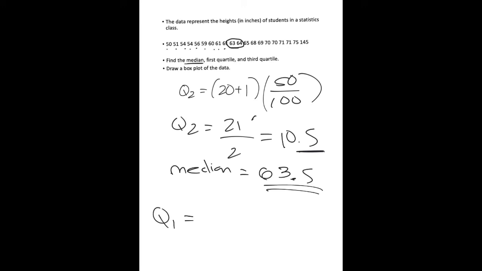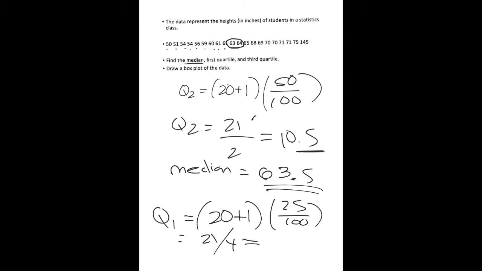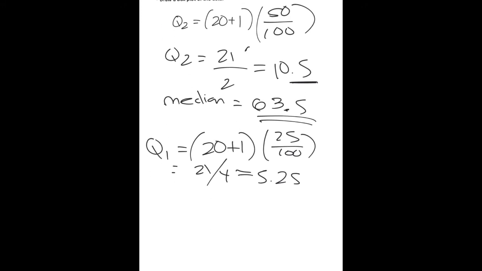Now let's find Q1, which is the first quartile. Q1 can be found by taking (20 plus 1) times 25 over 100, which is 21 divided by 4, which equals 5.25. Let's find that observation. We have 1, 2, 3, 4, 5. So this is going to be 25% of the way between 56 and 59. Let's find what that means.